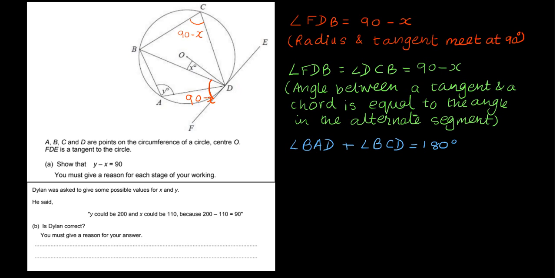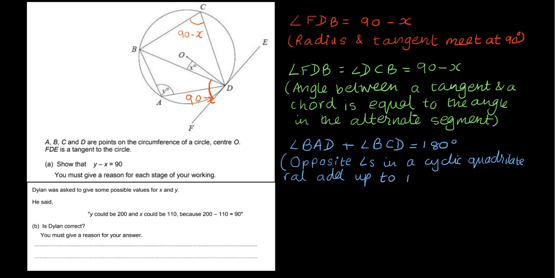Okay, the reason for this is opposite angles in a cyclic quadrilateral add up to 180 degrees. Some people like calling it cyclic, I like calling it cyclic. So angle y and angle 90 minus x, that one over there, those two add up to 180 degrees.